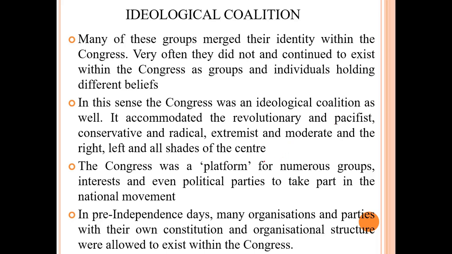It accommodated the revolutionary and pacifist, conservative and radical, both groups of people, extremists and moderates, and sometimes right, left, and all shades of the center. The Congress was a platform for numerous groups, interests, and even political parties to take part in the national movement. In pre-independence days, many organizations and parties with their own constitution and constitutional structure were allowed to exist within Congress. So this shows how diverse the Congress was in its ideology.